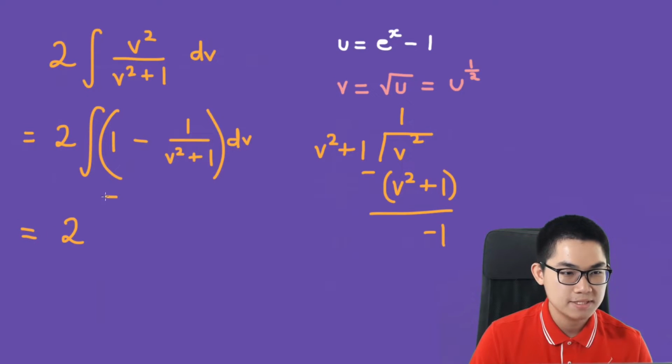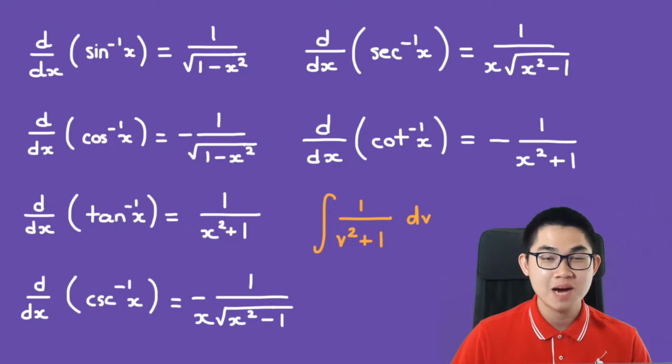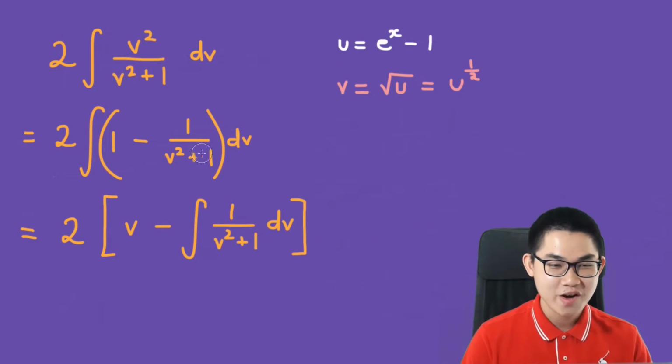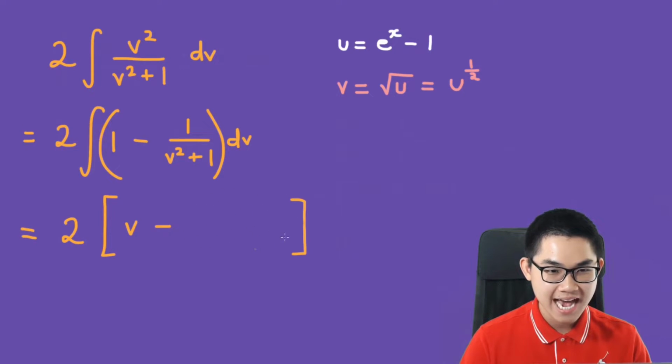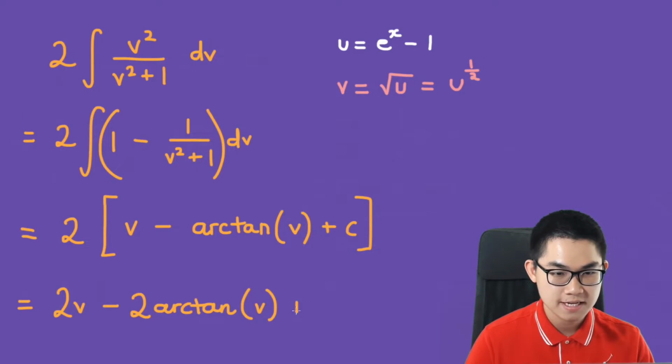We have 2 times the antiderivative of 1, which is just 2v, minus 2 times the integral of 1 over v squared plus 1 dv. If you remember your trigonometry derivatives, then you will recognize this integral. The derivative of arctan is 1 over x squared plus 1. That means the integral of 1 over v squared plus 1 dv is going to be arctan of v plus c. We have 2v minus 2 arctan of v plus c.